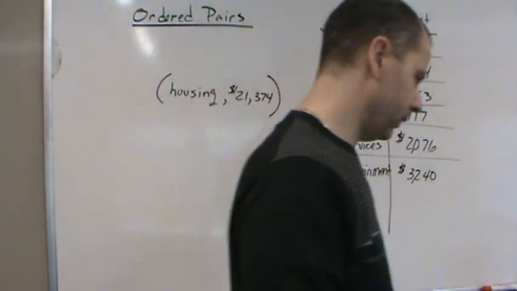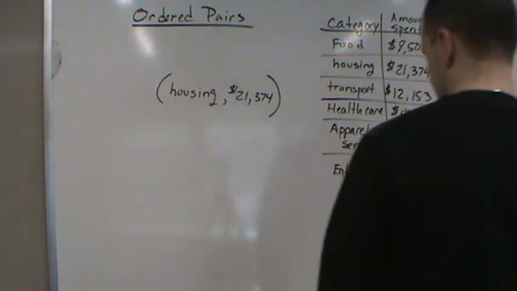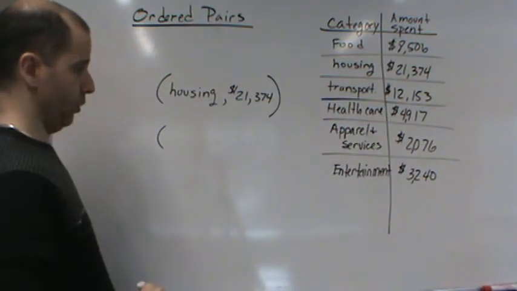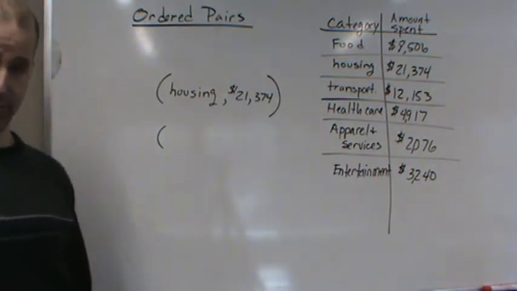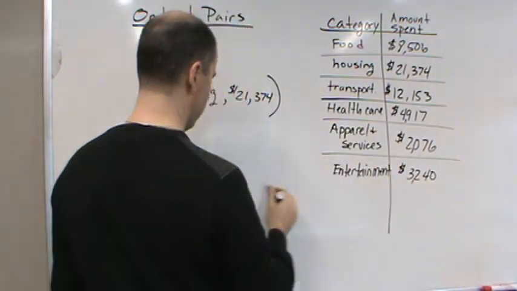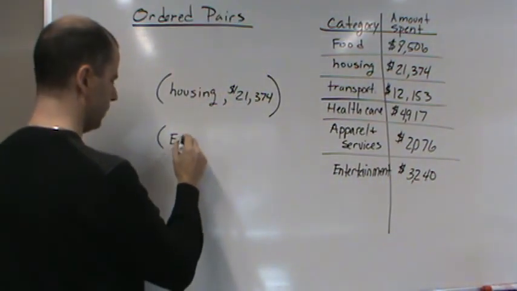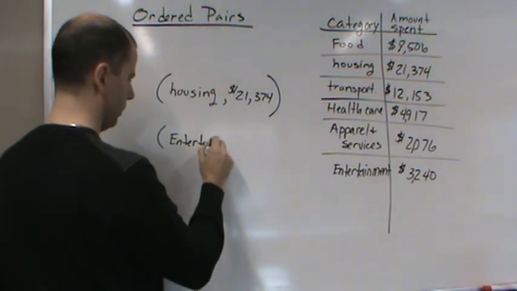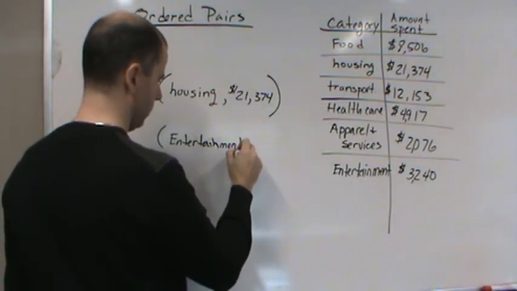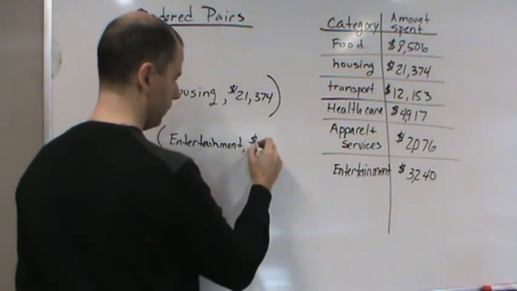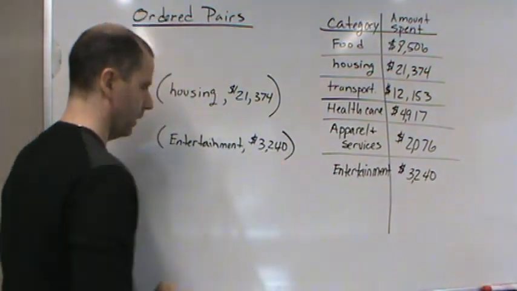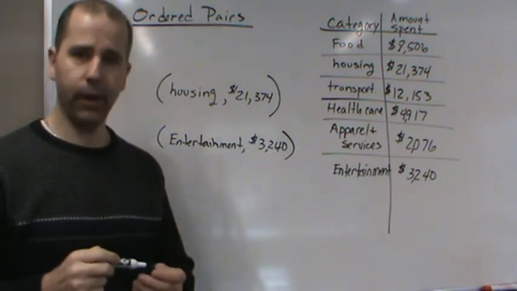Or how about if I look at entertainment? How would I write the ordered pair that would relate entertainment to the amount of money spent? Well, from the table, it's going to be 3,240. So it's going to be (entertainment, 3,240), and there you go. And that's an ordered pair.